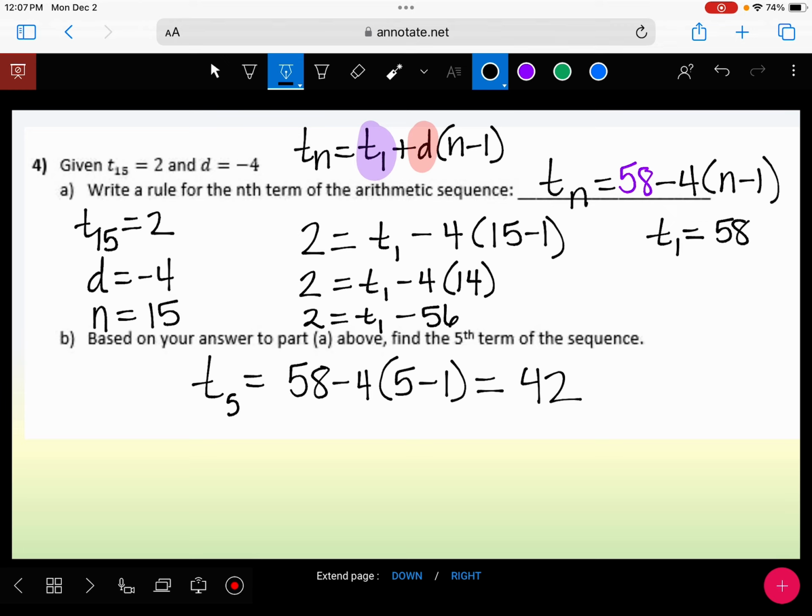All right, I want you to try number 5 by yourself. 5 is just like 4. So again, for number 5, they told you the 7th number. You need to find the first number. The common difference is 13.